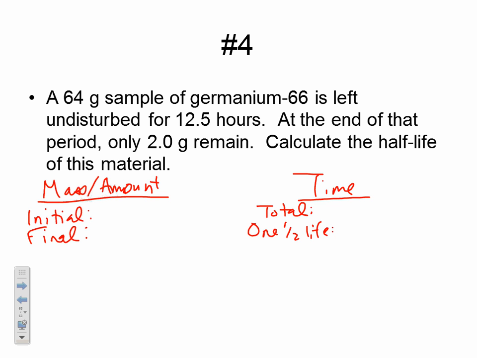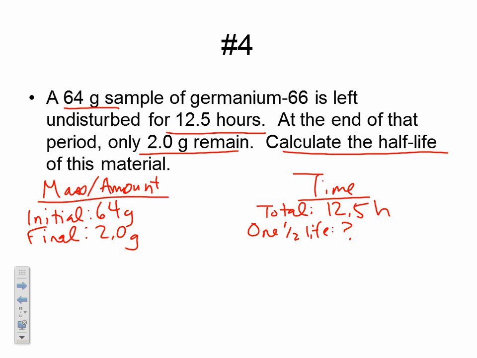So what did they tell us? It is left undisturbed for 12.5 hours. So that is the total length of time, because it does not tell us that that is the half-life time. At the end of that period, we have that number first, a 64-gram sample, so that's an initial one. Only 2 grams remain, so that's the final one. Calculate the half-life of this material, which means we don't know this number, and it is not in table N, so we have to actually figure that out. Again, always be thinking how many half-lives. That is always your intermediate step in a half-life problem.